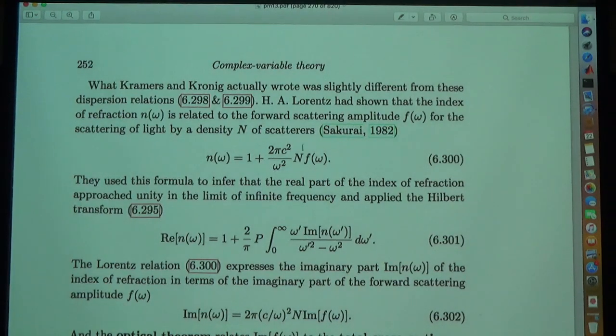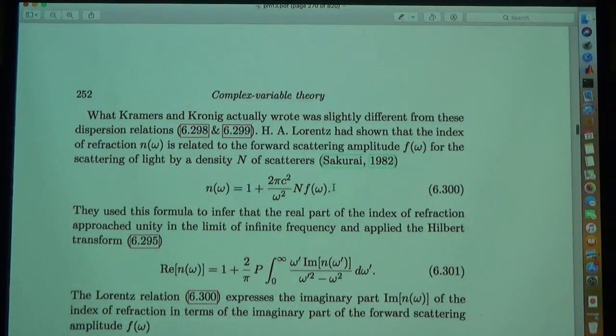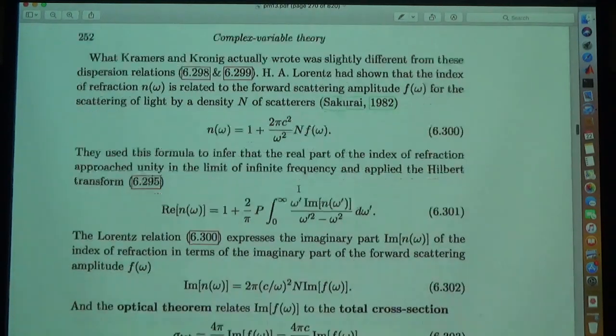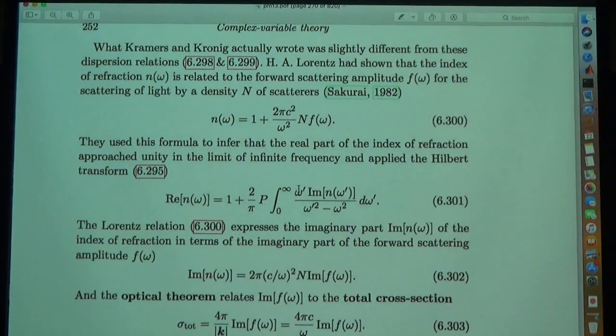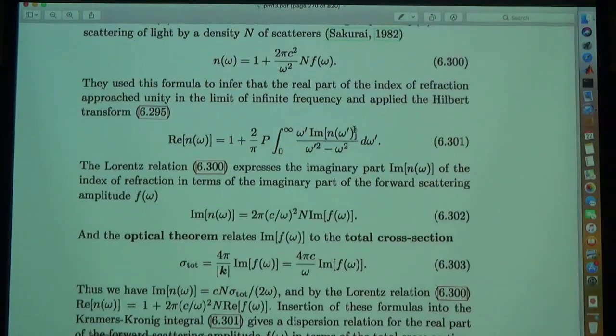Namely, Lorentz had shown that the complex index of refraction was related to the complex forward scattering amplitude for light by this equation, where omega is the frequency of the light, and n is the density of scatterers. So these things might be dust particles, they might be molecules, they might be something else, and this is the relation.